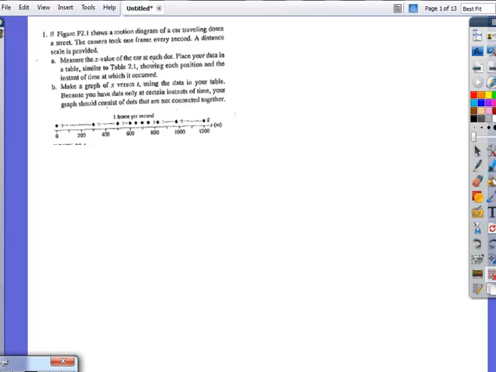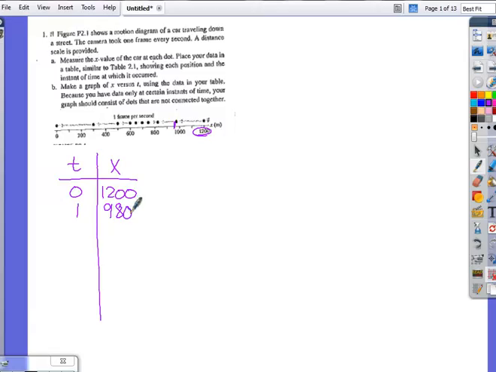So for part A, I'm just going to do my table here like a normal XY chart. So time is my independent variable and position X in meters is my dependent variable. So at 0 seconds, which is over here where I'm starting, I'm at 1200 meters. So 0, 1200. After 1 second, I said I was about at 980. You may have a different number there, but it's not going to change anything drastically. At 2, I said I was at 820.